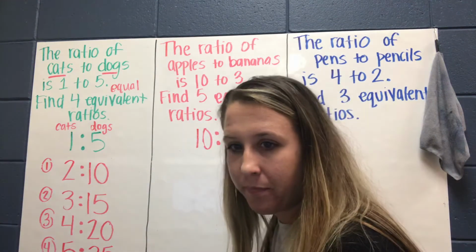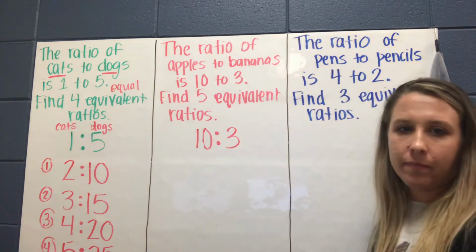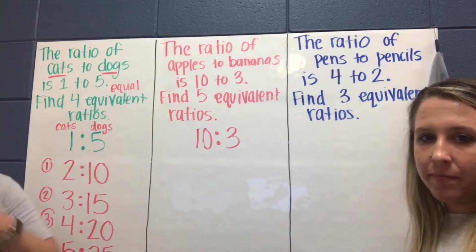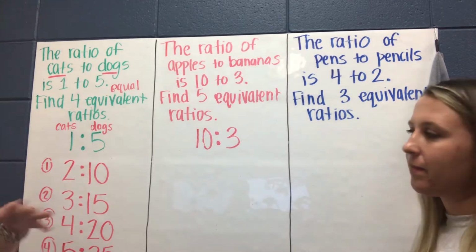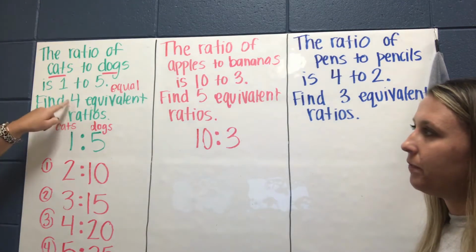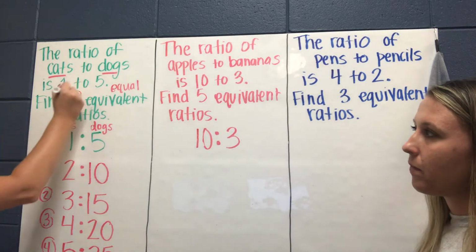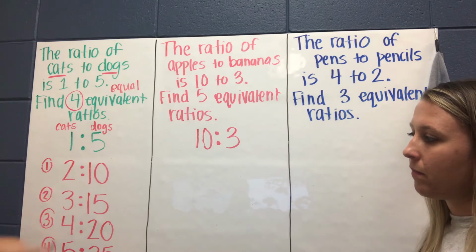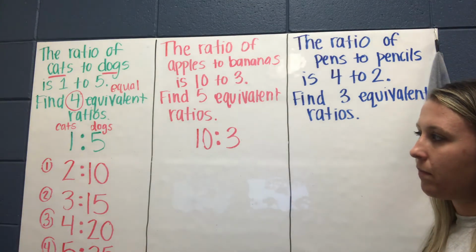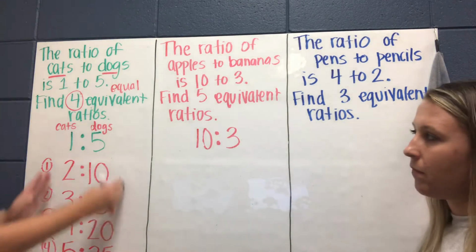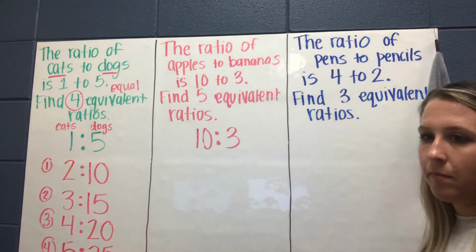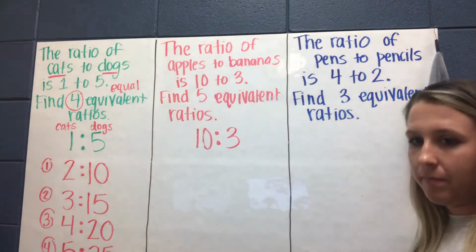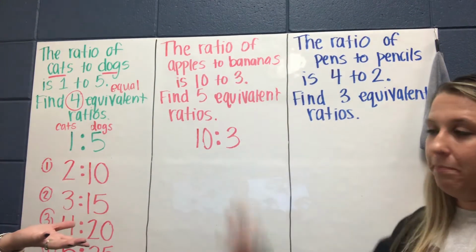Good. And now I'm going to stop there, but we could keep going with multiples of 5 if we want to. But we're going to stop there because it's asking for 4 equivalent ratios. So we have 1, 2, 3, 4. So these are all equal to 1 to 5. And that's all for that problem.